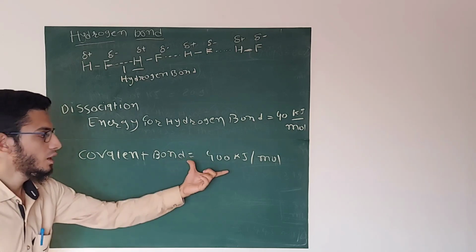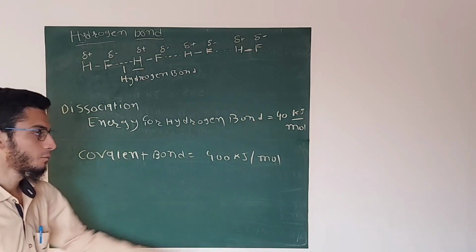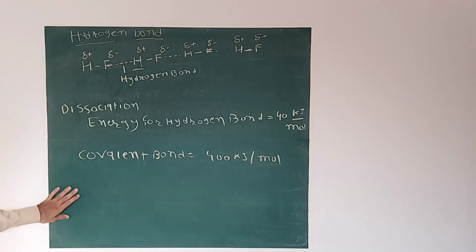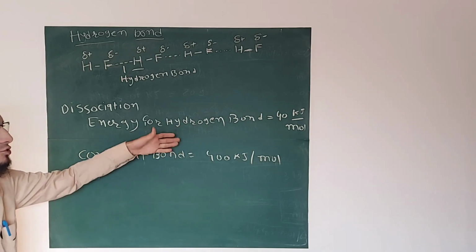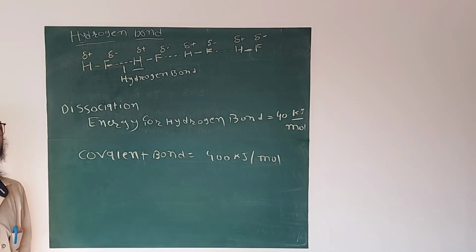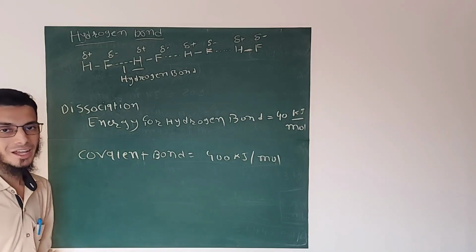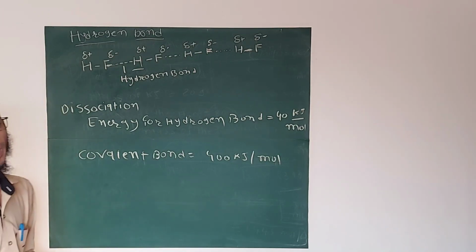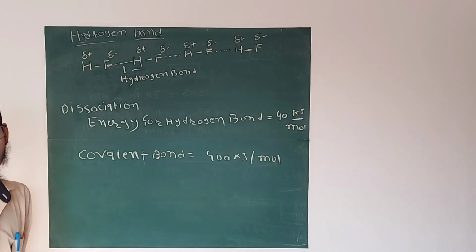Why? Because the dissociation energy is very high. So you can easily understand that the strength of hydrogen bond is 1/10 of the covalent bond. Okay, so this is all about the strength of hydrogen bond. Then the cause of hydrogen bond. What is the cause of hydrogen bond?